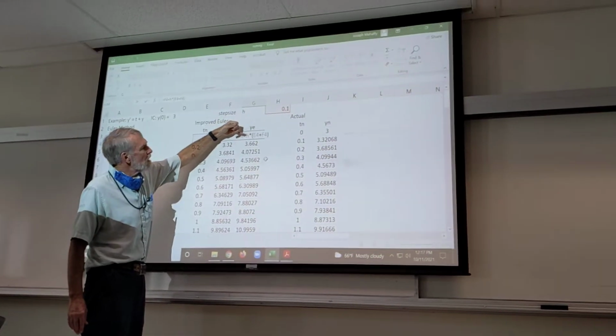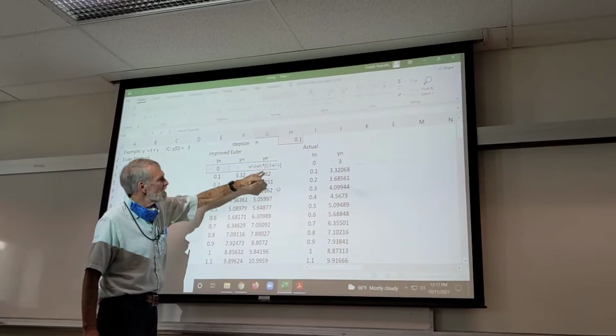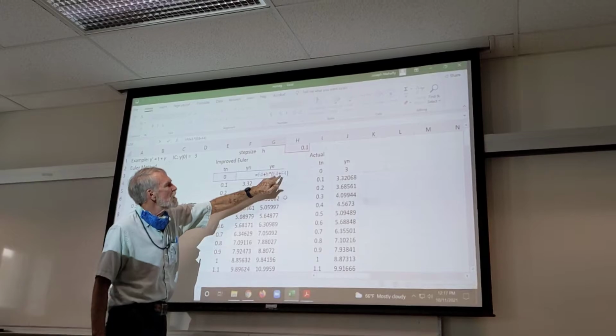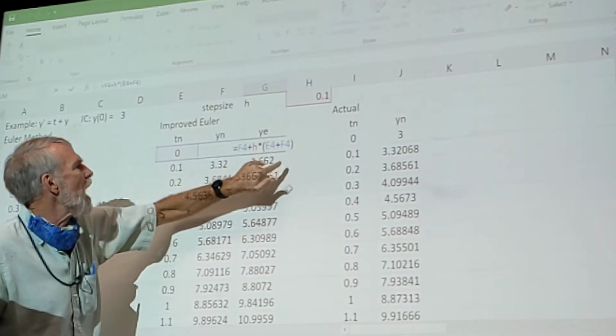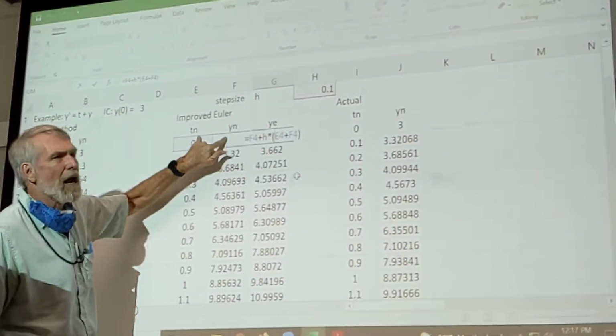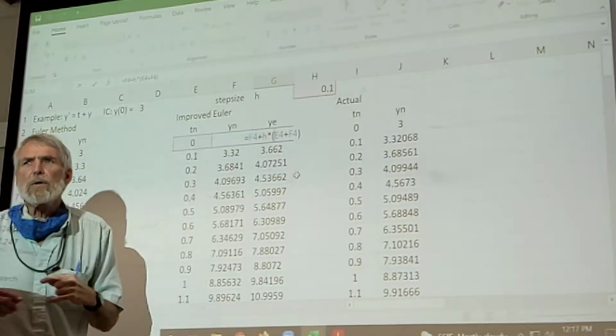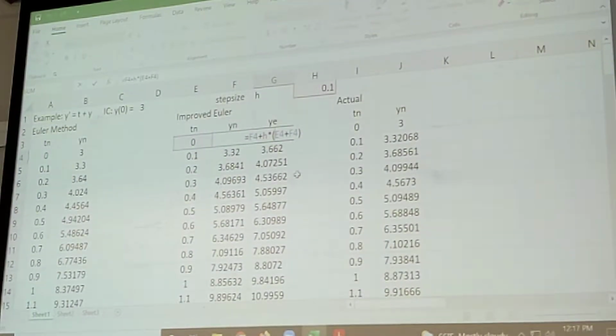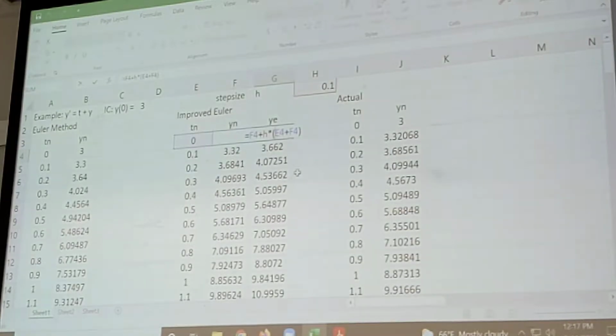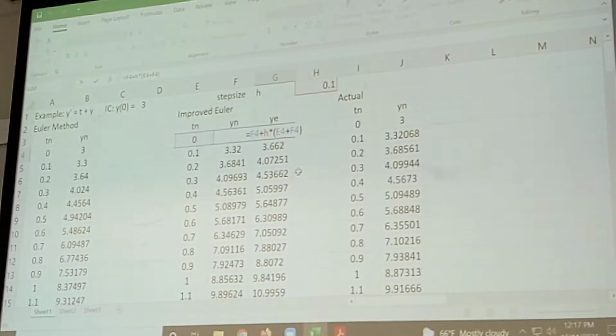Plus the h size, and then my function is the t plus the y. The t comes from here, the y comes from here. All right? So that would be an Euler's step, and that's the first step you have to do in the improved Euler's method.